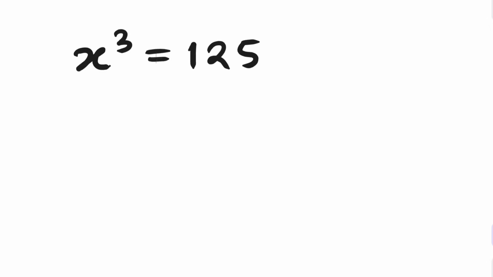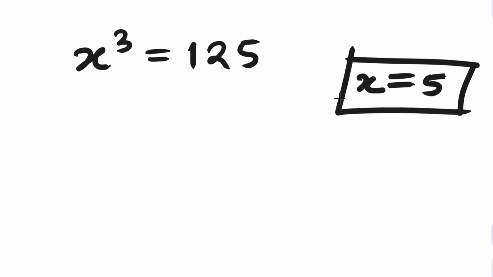x cubed, that means this is a cubic equation. And a cubic equation can have up to 3 roots. So even though a lot of students will instantly say x equals 5, because 5 cubed is 125, that's only one of the 3 roots, and today we're going to find all 3.